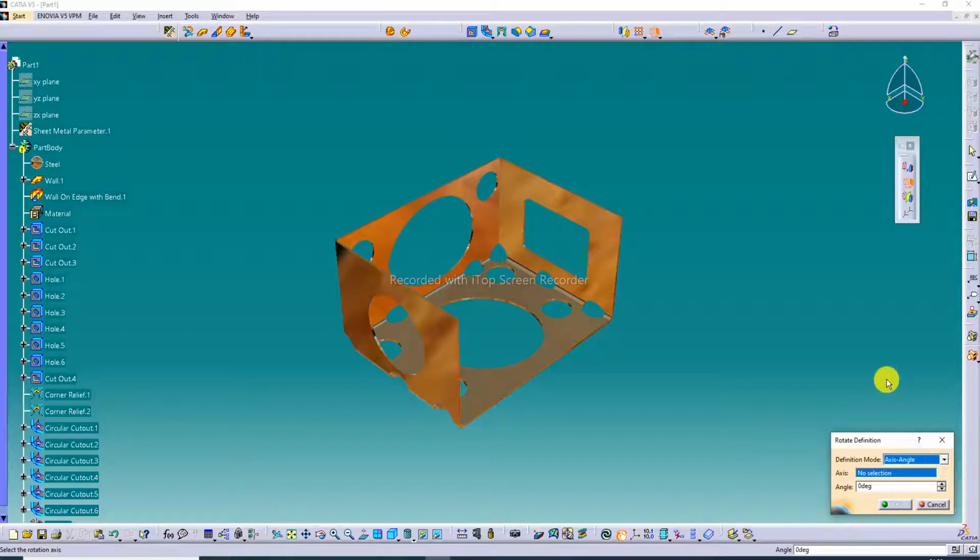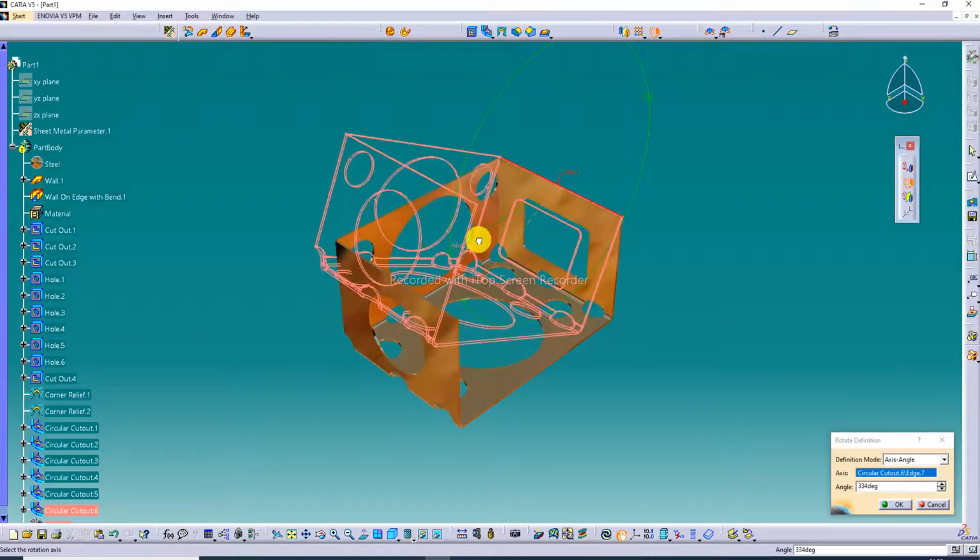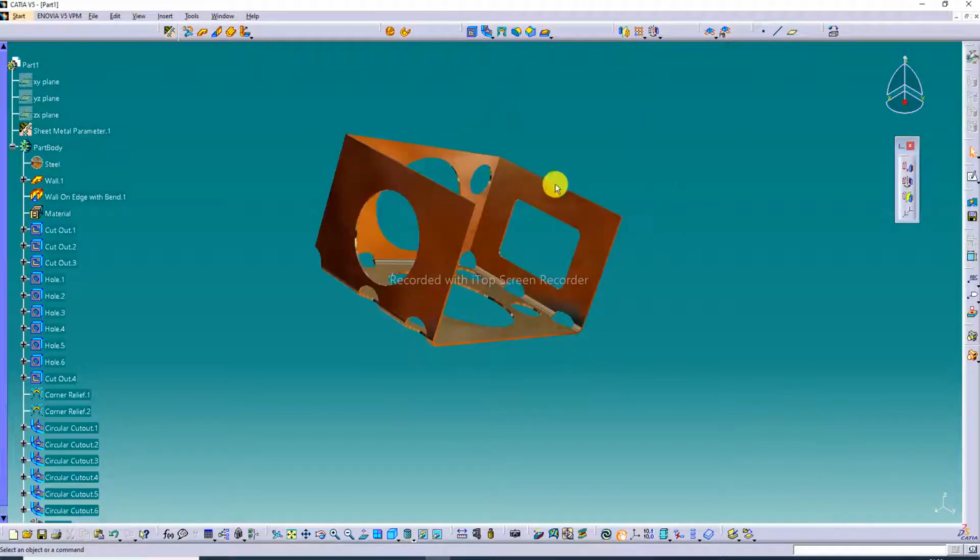At first, axis angle. Choose any axis, this axis, and then any angle for this body. This is correct, and the preview is showing here with any axis and then the angle. The body is previewed here, and this body rotates.